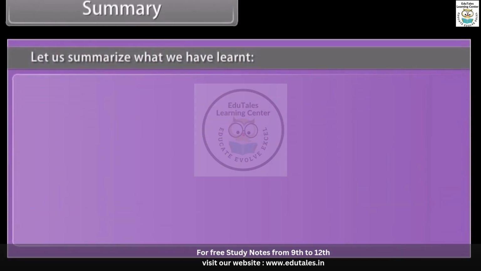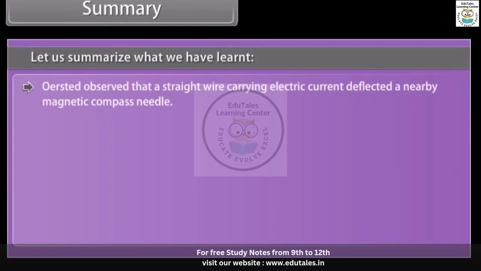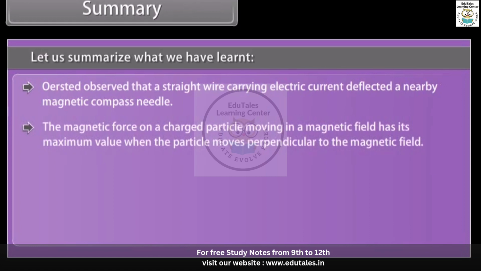Summary. Let us summarize what we have learned. Oersted observed that a straight wire carrying electric current deflected a nearby magnetic compass needle. The magnetic force on a charged particle moving in a magnetic field has its maximum value when the particle moves perpendicular to the magnetic field.